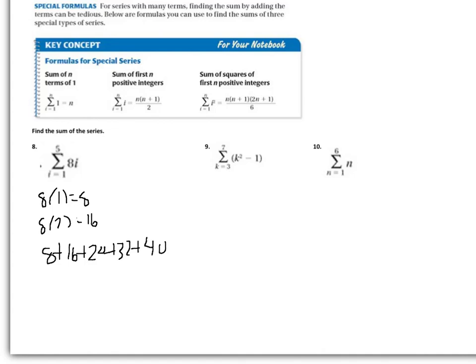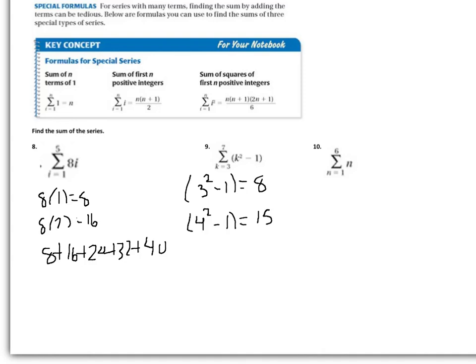Number 9, see how it says from 3 to 7 here? That means you have to start by, watch, 3 squared minus 1, 8. And then I'd go to 4 squared minus 1, 15. So find me the sum of the rest of that. Okay? And bring that in completed tomorrow.